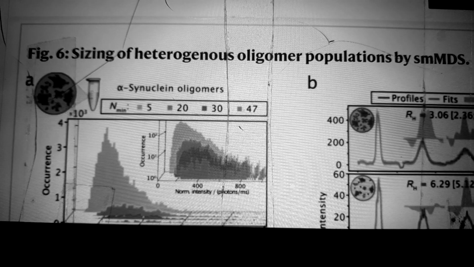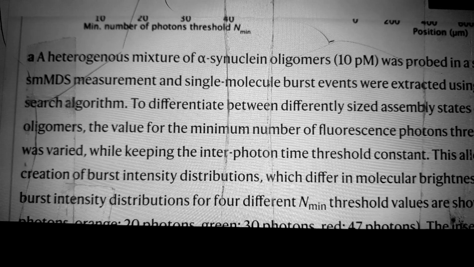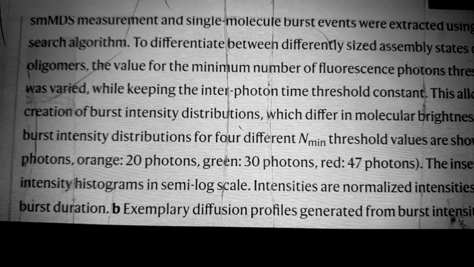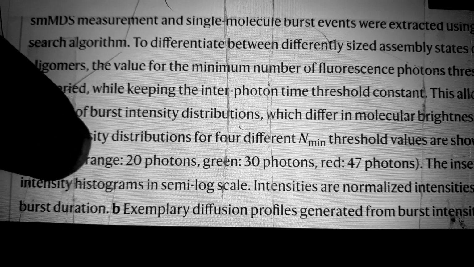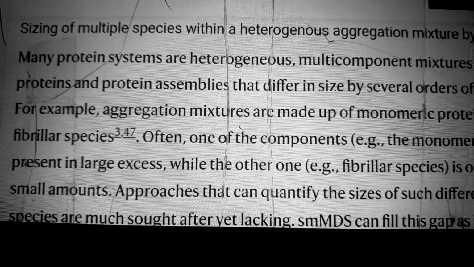Sizing of heterogeneous oligomer population by SMMDs. A heterogeneous mixture of alpha-synuclein oligomers, 10 picomolar, was probed in a single-step scan. SMMDs measurements and single molecule burst events were extracted using the burst search algorithm. Sizing of multiple species within a heterogeneous aggregation mixture by SMMDs.